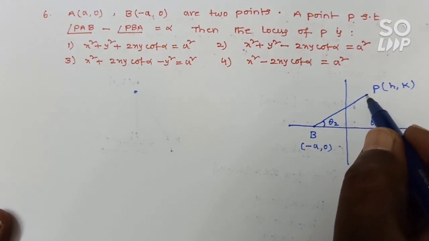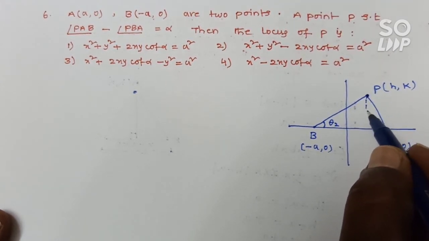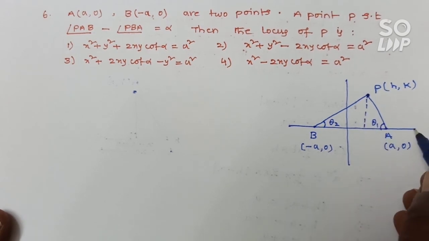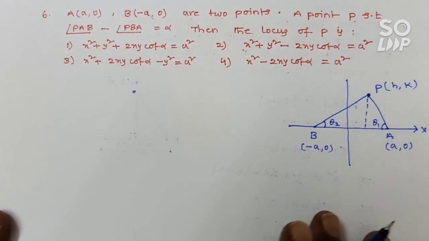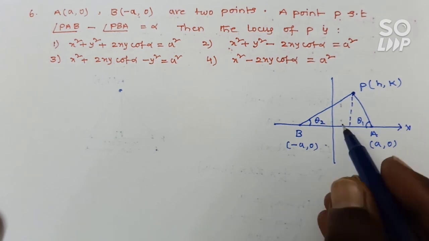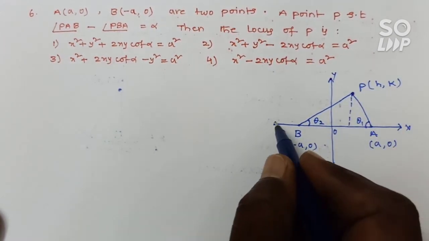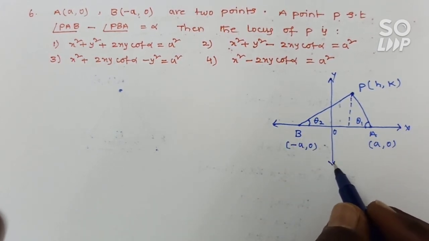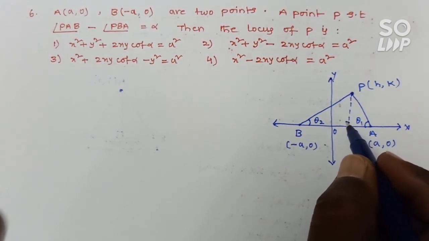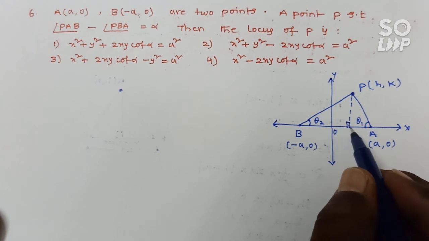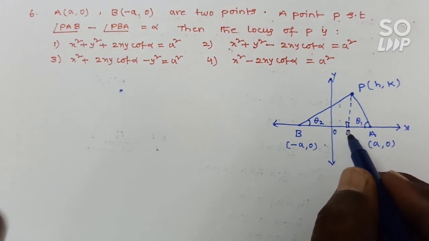Now you draw the perpendicular from P to the x-axis. This is the x-axis. This is the origin. This is the y-axis. You draw that perpendicular, and this foot is Q.